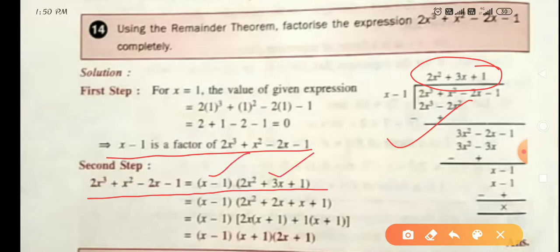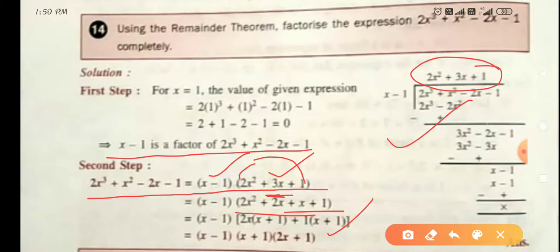Now this quotient is also a quadratic polynomial, and a quadratic polynomial you can factorize. Two ones are 2, and by adding you have to get 3. The factorization method you can apply. So 2x squared plus 2x plus x plus 1 you can write. Now in the first two terms 2x is common, x plus 1 is common, then x plus 1. Finally you are getting the answer (x minus 1)(x plus 1)(2x plus 1). So like this you can factorize if no divisor is given.